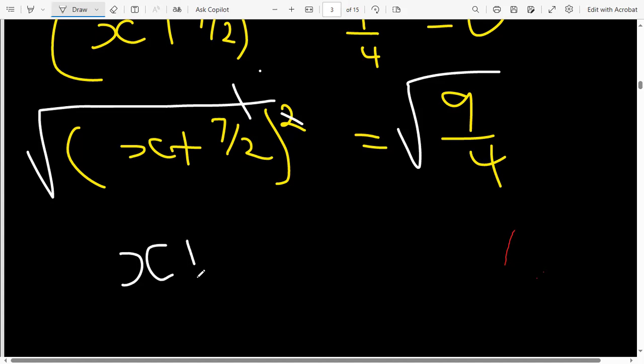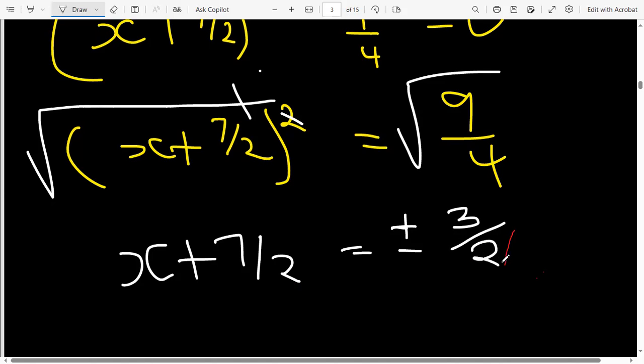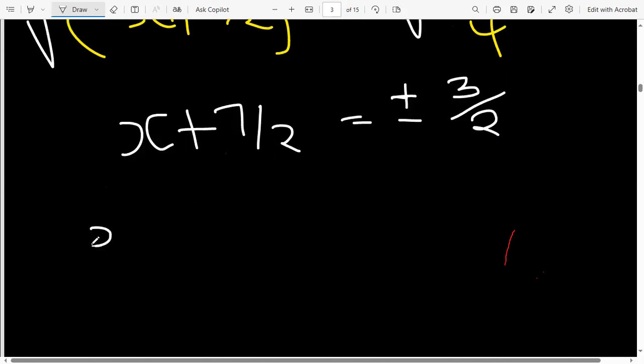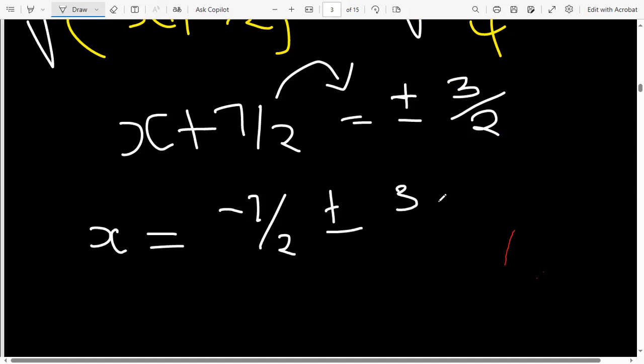So I'm going to remain with x plus 7/2, and then is equals to, now on this right-hand side, since we have introduced this square root here, the answer is going to be plus or minus 3/2. So this is what we get, and then our x will just be equals to, we can take this guy here and move it to the other side. So it will be minus 7 over 2 plus or minus 3 over 2.